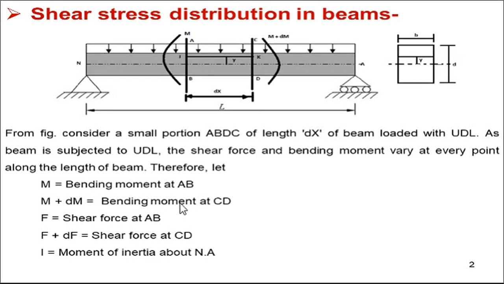Let us say capital F is the shear force at AB, and at CD we consider the shear force F plus dF. So this is all about the moment and the shear force at the AB and CD sections. Now, capital I is the moment of inertia about the neutral axis. Let us consider that.